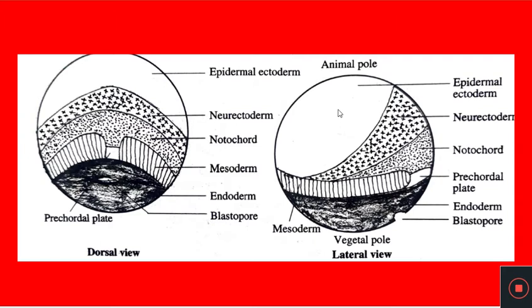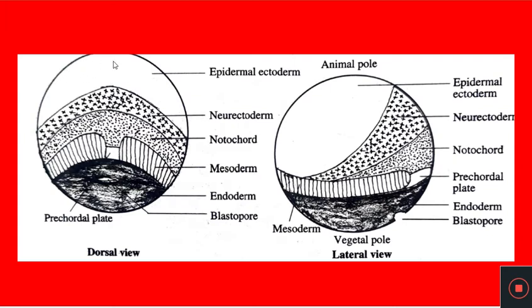So, this part is the prospective ectoderm. This part is the prospective endoderm, and this is the prospective notochord and this is the prospective mesoderm. So, these are the various areas which you can see in the fate map of the blastula. So, first we go to the prospective ectoderm.